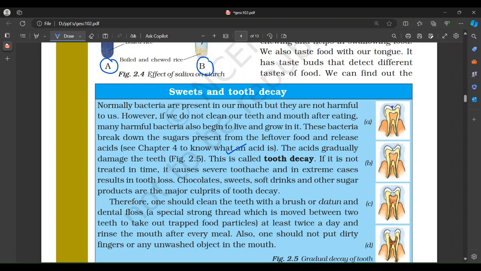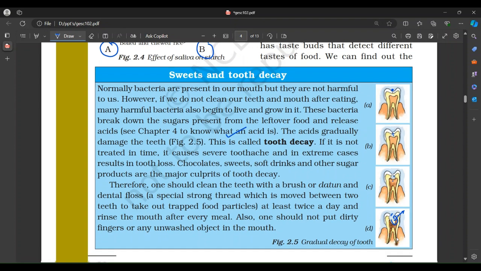Just imagine the sugar is remaining and this sugar is decaying, and this is the final product because of these harmful bacteria.